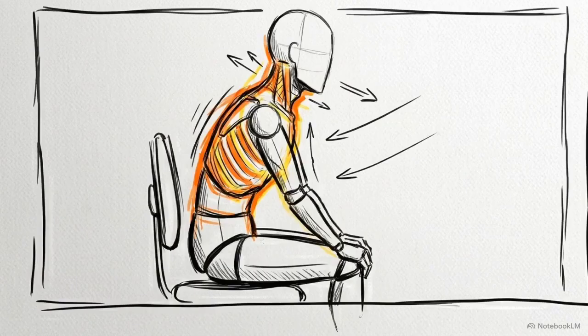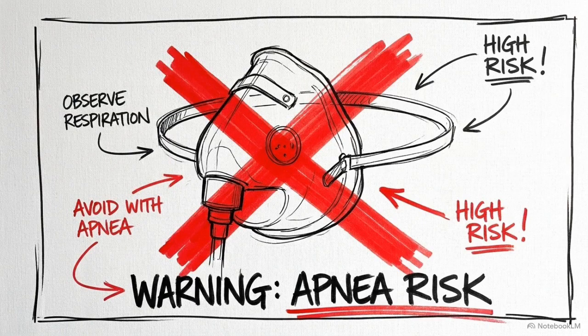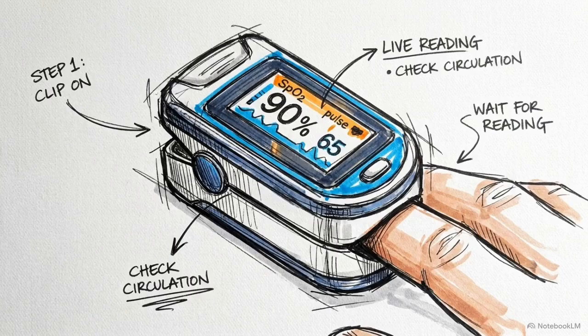Patients with COPD require a different approach. Because they chronically retain carbon dioxide, their primary physiological drive to breathe relies on low oxygen levels. Flooding a COPD patient with high-flow oxygen can suppress this hypoxic drive, causing them to stop breathing. Their target oxygen saturation is maintained strictly between 88 and 92.